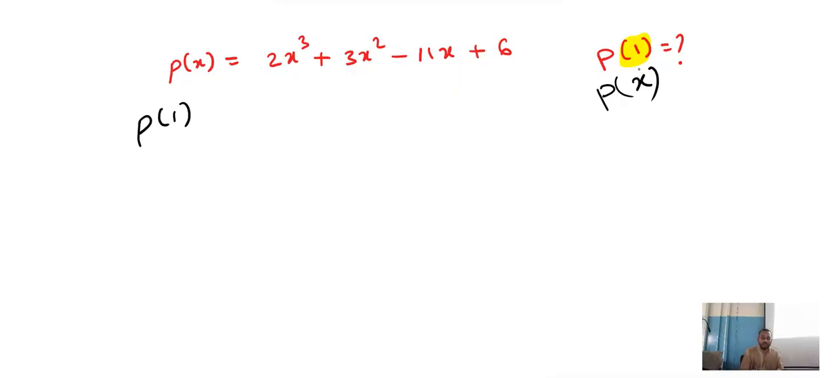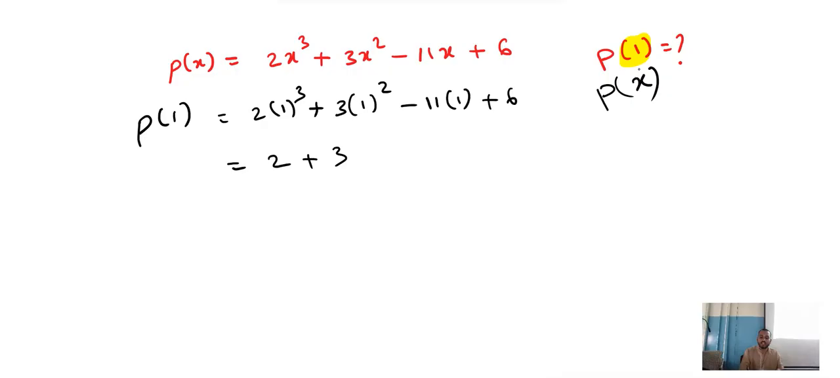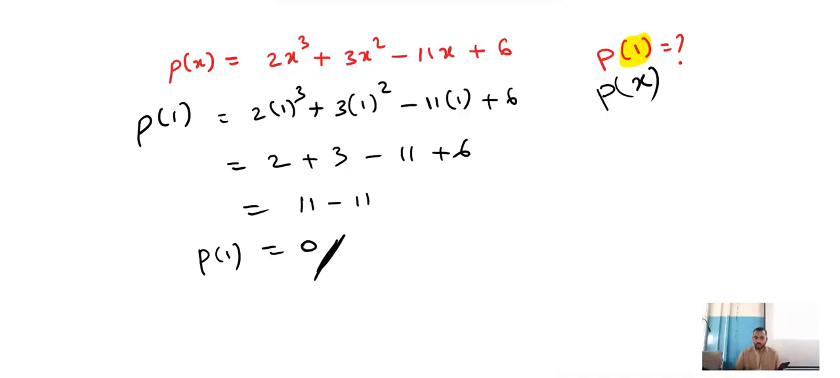In place of x, substitute 1. What is the answer? In place of x, 2 into 1 cube plus 3 into 1 square minus 11 into 1 plus 6. 1 cube is 1, 1 into 2, 2. 1 square is 1, 1 into 3, 3. Minus 11 into 1 is 11, plus 6. 2 plus 3, 5. 5 plus 6, 11. 11 minus 11, 0. So the value of p of 1 is 0. Is this clear? Then take down the next question.